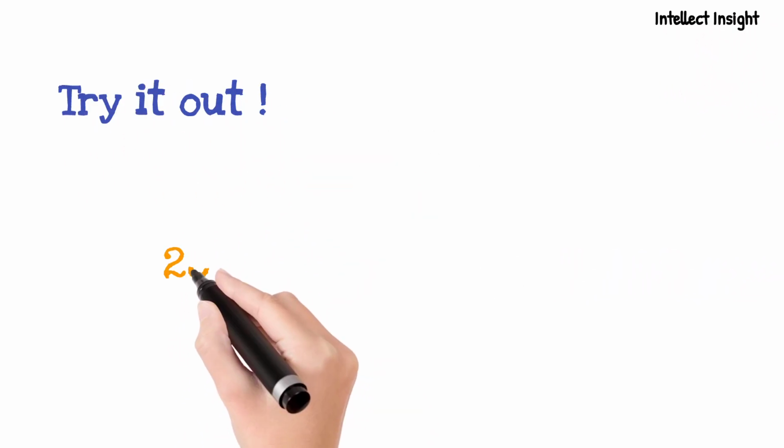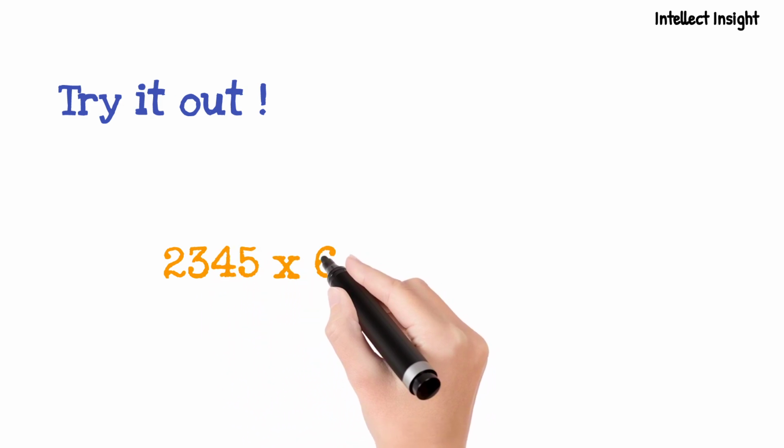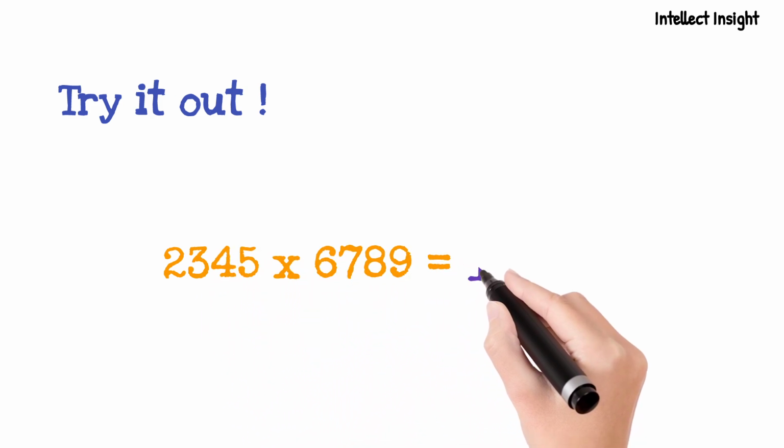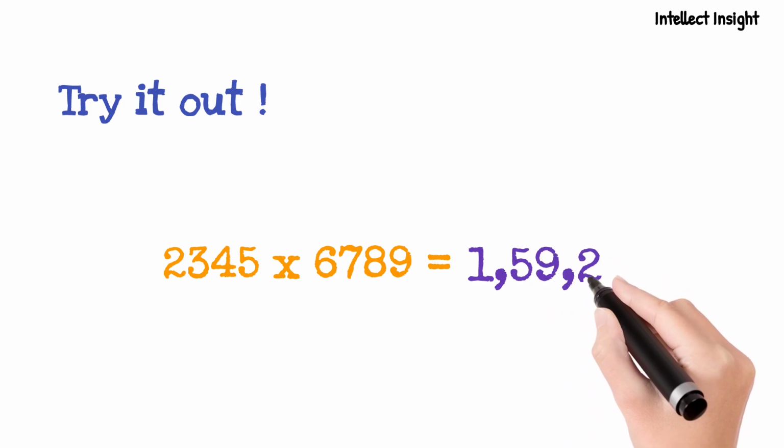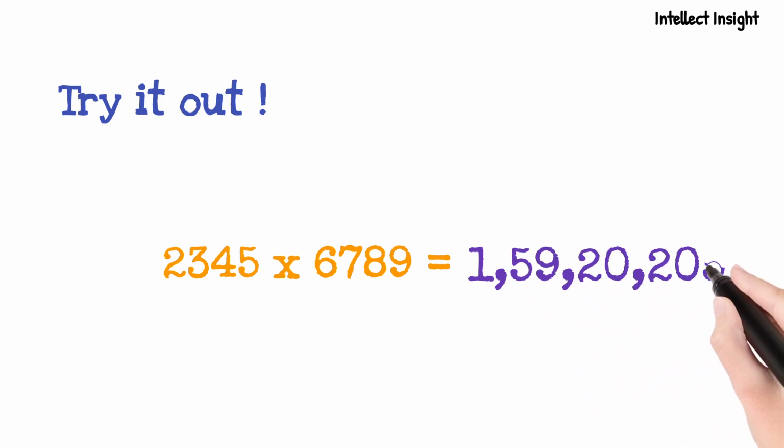Now try multiplying 2345 by 6789 using Karatsuba. Pause the video and give it a try.